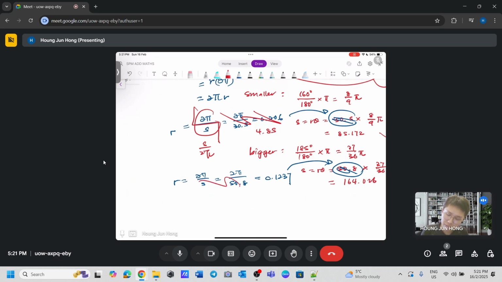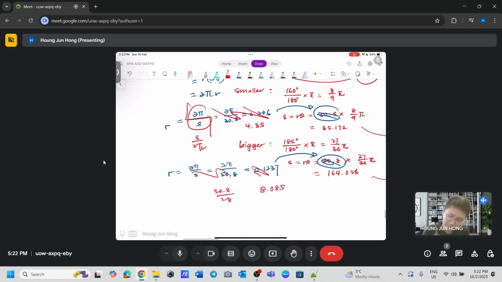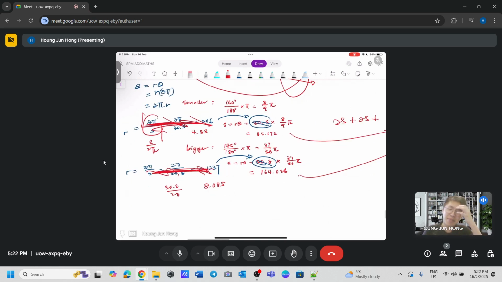This one is supposed to be again 50.8 over 2 pi. So this is supposed to be 8.085. Then you can plug the value in. Again, plug the value in, you will get, okay, apologies for the mess, but you'll be able to get the two new values for the arc length here. 4.85 times 8, this one you should get 13.544, sorry.